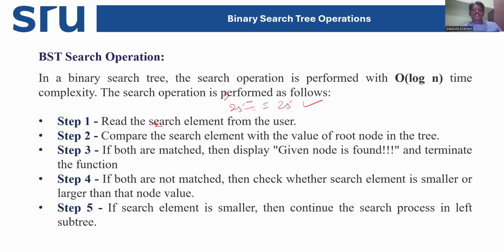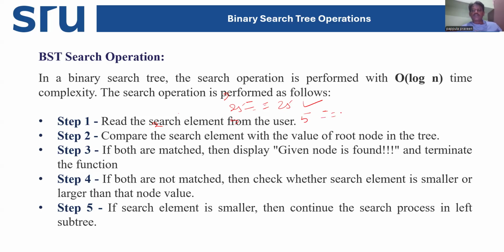That is the second step. Compare the search element with the value of the root node in the tree. Step 3, if both are matched, 25 equivalent to 25, display the given node is found and terminate the function. And step 4, if both are not matched, then check whether the search element is smaller or larger than the node. Suppose I want to enter 5.